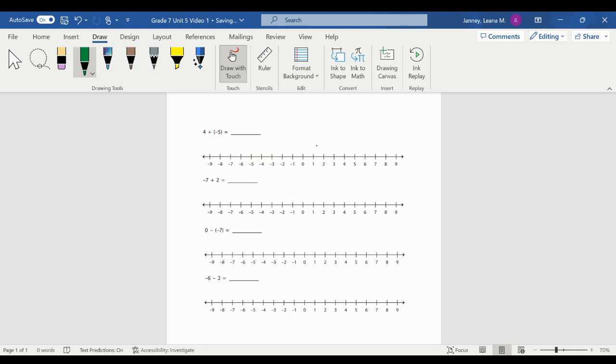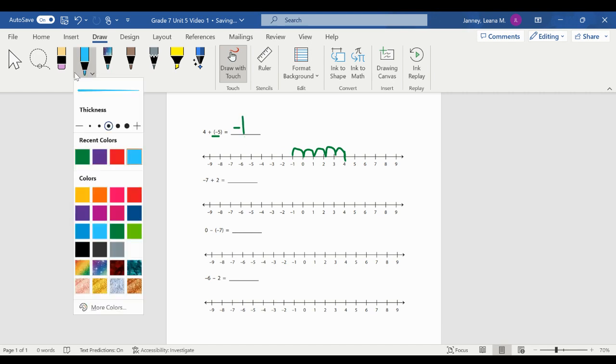I start at 4 on my number line, and because I'm adding a negative number, I move to the left 5 spaces. And I see that my answer is -1.